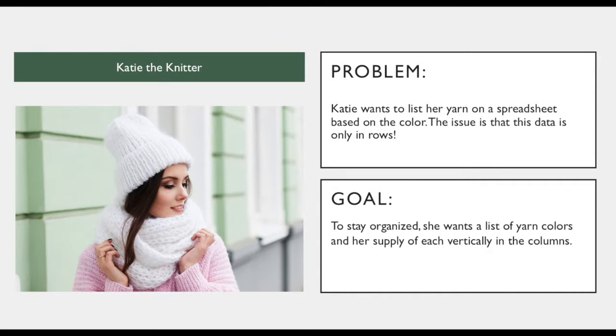Excellennial here with another story-based Excel tutorial, and today I'm telling you about Katie the knitter. To stay organized, she wants a list of yarn colors and her supply of each to display vertically in the columns. To do this, we're going to use Paste Vertical.